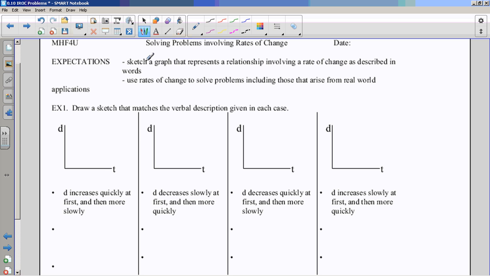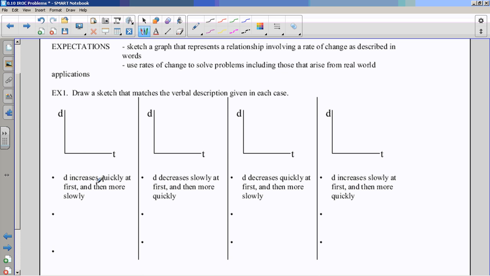The expectations today are to sketch graphs that represent a relationship involving a rate of change as described in words. So in words, what's going on, let's talk about the rate of change after. Then we use rate of change to solve problems, including those that arise from real-world applications. All right, so what it says, D increases quickly at first and then more slowly. So D is increasing, so it's going up fast at first and then more slowly.